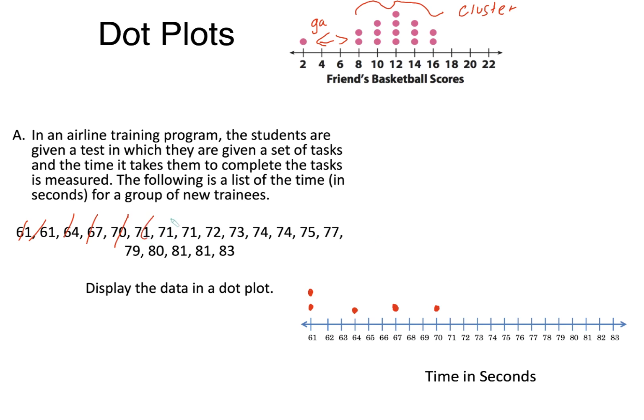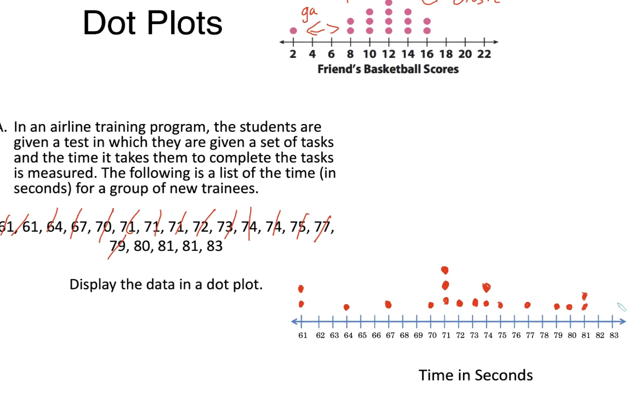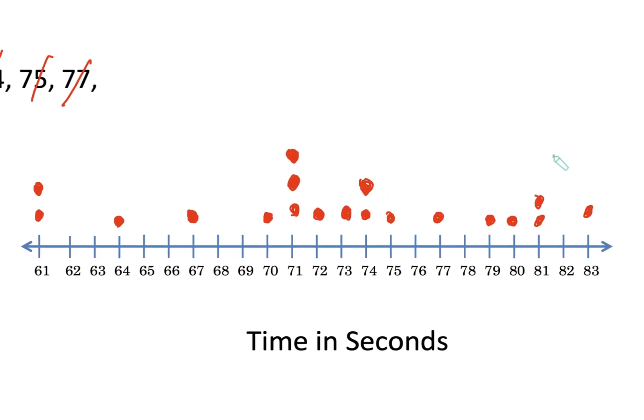71, I have 1, 2, 3. 72, there's only 1 data point. Same thing for 73. 74, there are 2 data points. 75, 1 data point. 77, 1 data point. 79, 1 data point. 80, 1 data point. 81, we have 2 data points. And 83, only 1 data point.